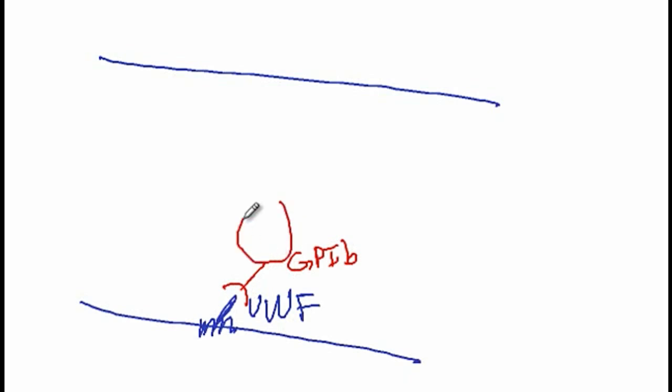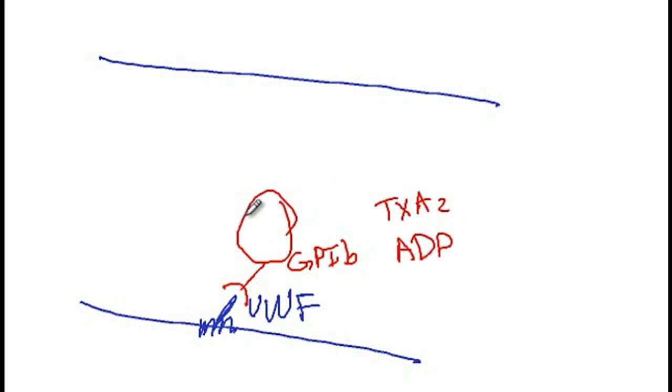So if this is a blood vessel, and once there is an injury in part of it, it will cause exposure of the collagen, and to the collagen there is von Willebrand factor that is bound to it. And then the GP1B receptor of the platelets will be able to bind to the von Willebrand factor, and after this binding it will cause release of the granules, which will contain thromboxane A2 and ADP.